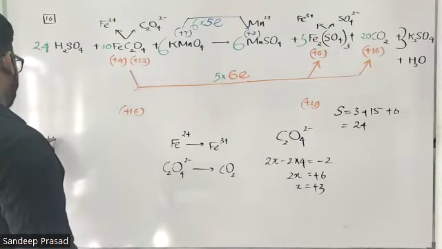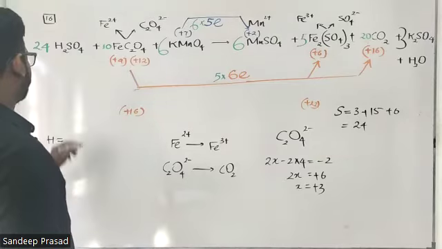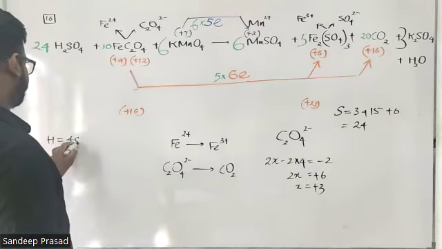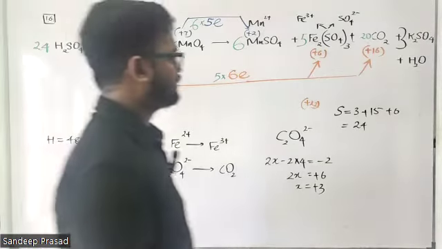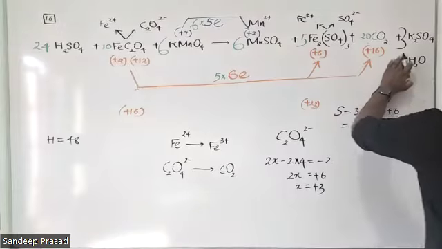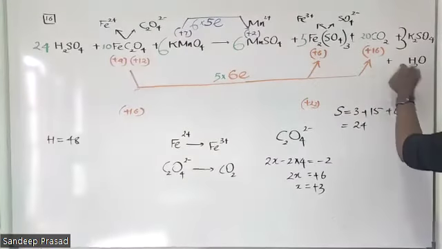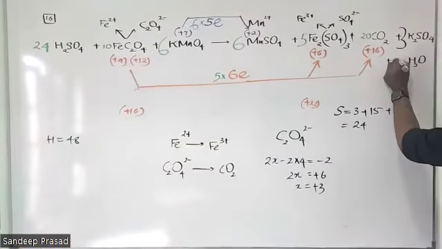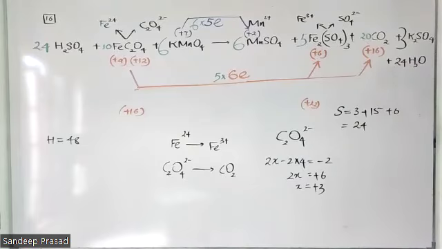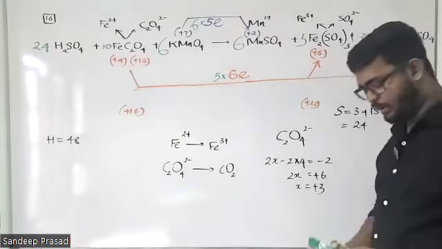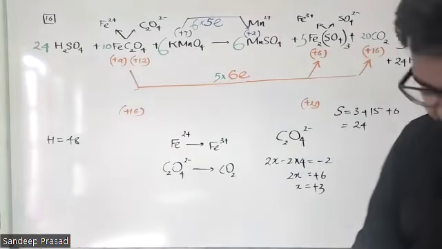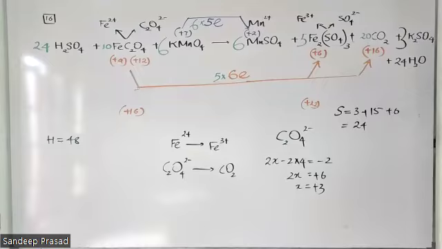So what about the hydrogen atoms? 24 into 2, 48. Then we have to equalize the hydrogen atoms. Hydrogen is only contained in water molecules, so therefore we have to put 24 water molecules. Finally, how do you check whether the reaction is balanced or not?